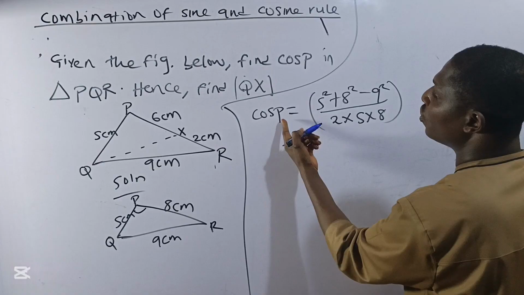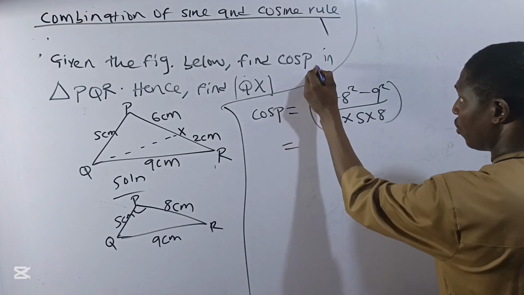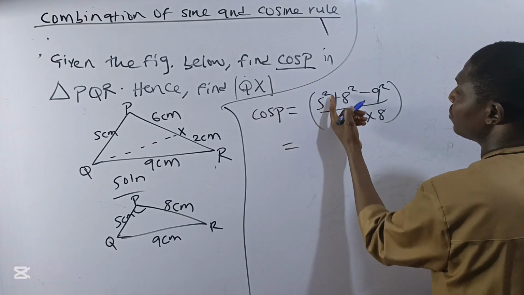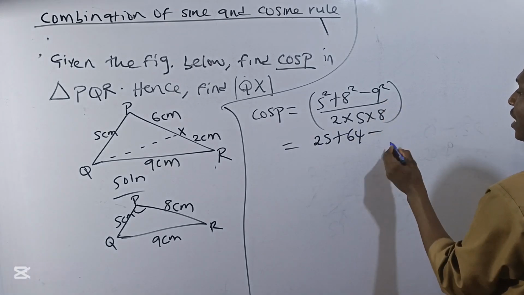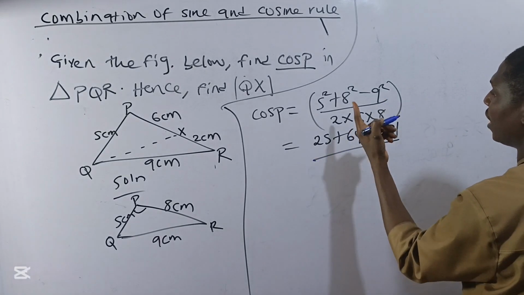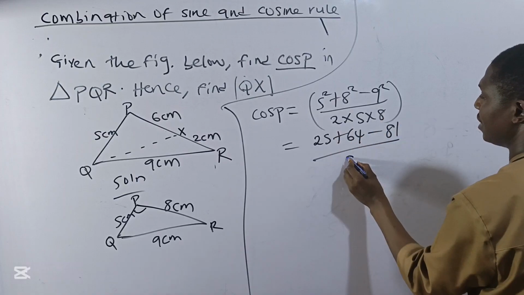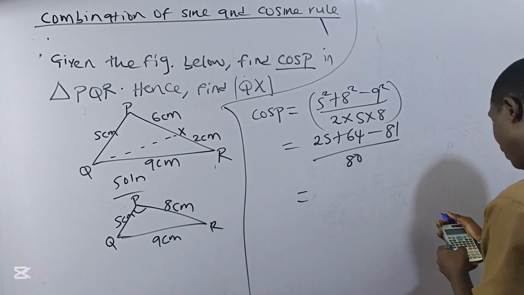I'm looking for cos P, so it's not P equals cos inverse. I'm looking for cos P. That's what was asked. 5 squared is 25. 8 squared is 8 times 8, 64. 9 squared is 9 times 9, 81. All over 2 times 5, 10. 10 times 8, 80.